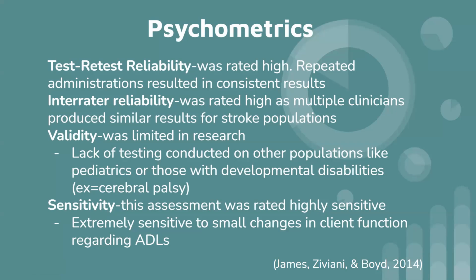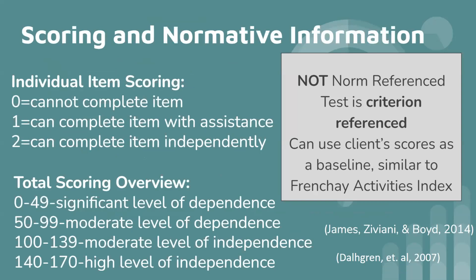There is a lack of testing on other populations such as pediatrics or those with developmental disabilities like cerebral palsy. With sensitivity, this assessment was rated highly sensitive. The Klein-Bell ADL scale is very sensitive to small changes in client function regarding ADLs, which makes it a good indicator of client progress. Like I said before, this is not norm referenced, it's criterion referenced, and similar to the Frenchay, you can use the client's scores as a baseline by administering this test multiple times throughout treatment.